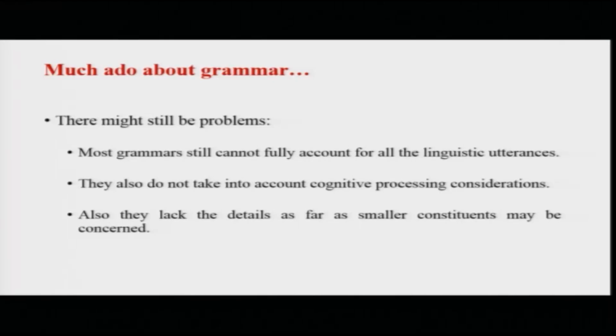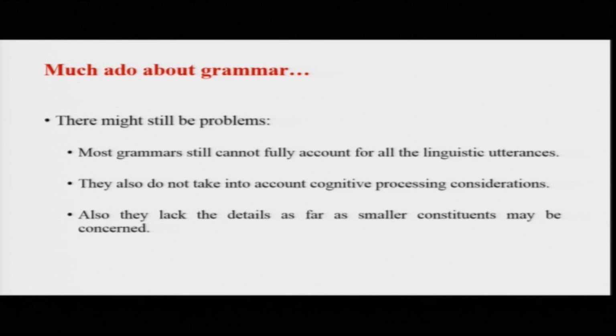Now if you look at these things, you will be able to appreciate whether the grammar is doing its part or not. Is it a useful grammar or not. Even though this system is there and people have talked about this to different degrees, we have this problem that most grammars we have specified still cannot fully account for all linguistic utterances. They cannot really explain all that is said in the language by following these particular rules. Also, a lot of these grammars do not take cognitive processing considerations into account. They do not take into account how the person is understanding the sentence.